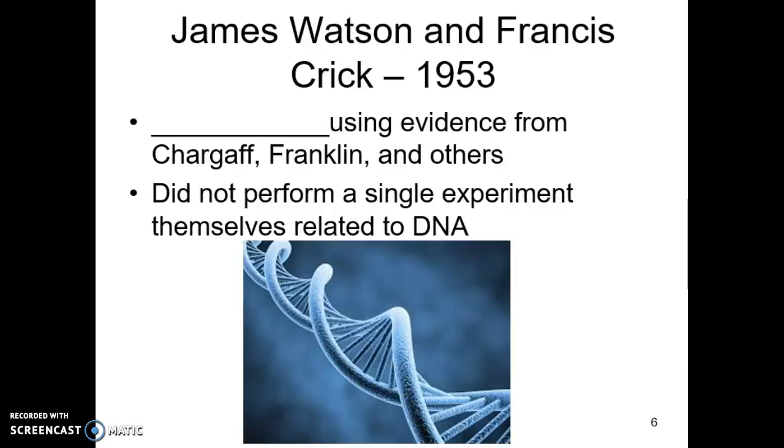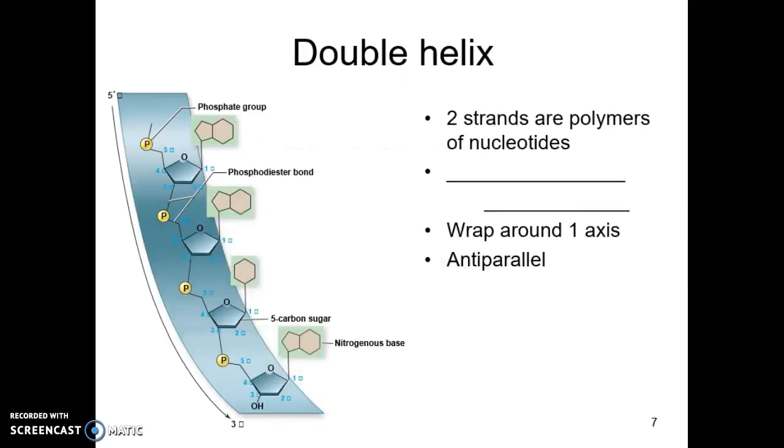about the DNA structure. So what they determined, DNA is a double helix. There are two strands. The two strands are polymers of nucleotides, basically long strings of nucleotides here. And it has the phosphodiester bond creating the backbone. So this phosphodiester backbone right here, here, here, etc. The DNA strand will wrap around one axis, and then it is what's called anti-parallel.